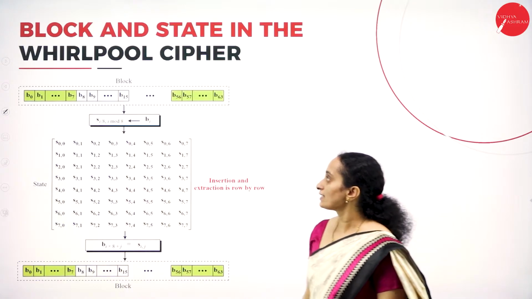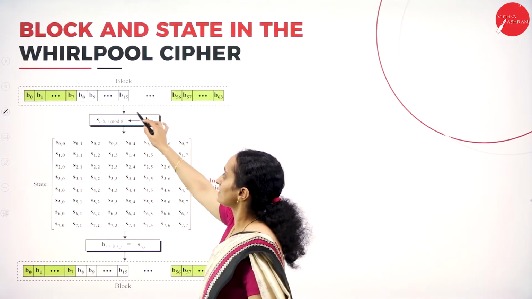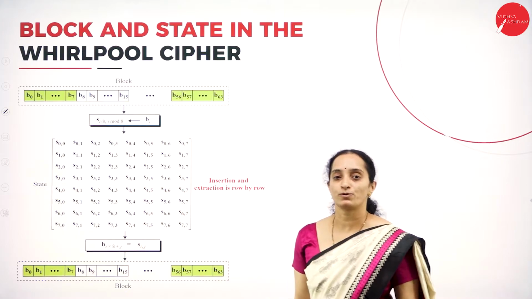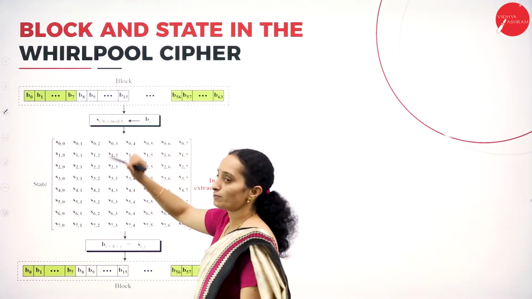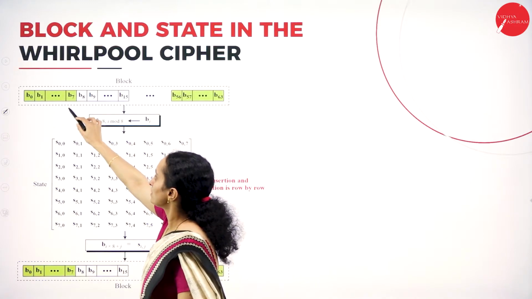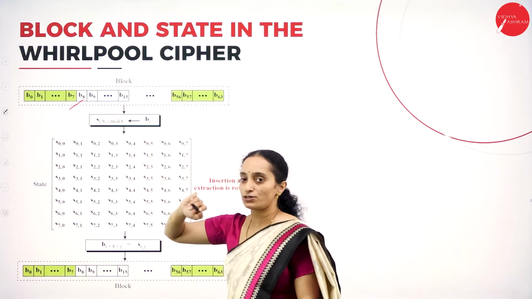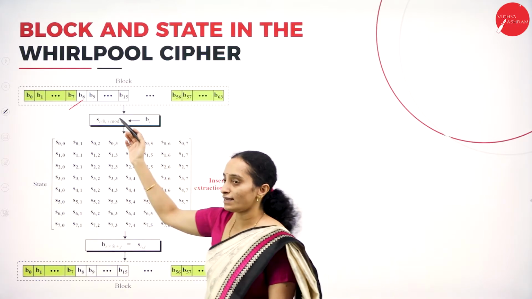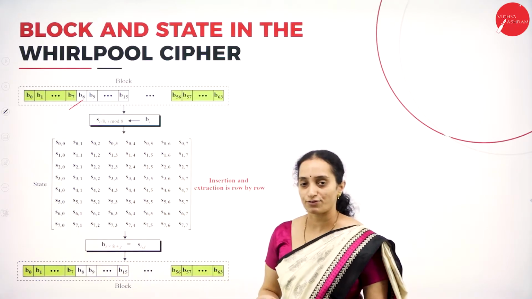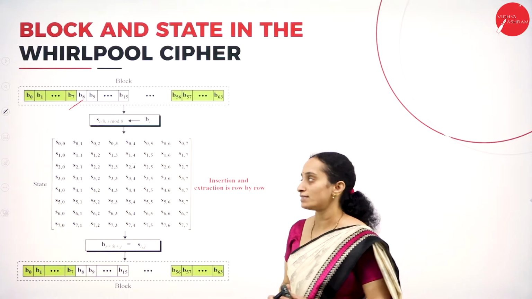Okay, so next thing is the block and state method in the Whirlpool cipher. How do you use the block and state in the Whirlpool cipher? We use the block, which will be converted to the state. You know how you can make that. I have already explained it in the AES cipher. I'm not going to repeat it once again.